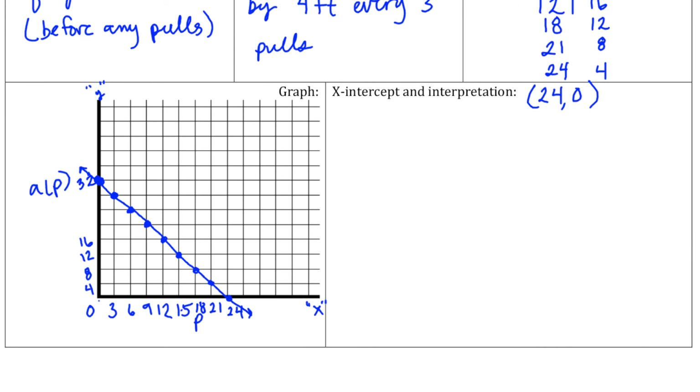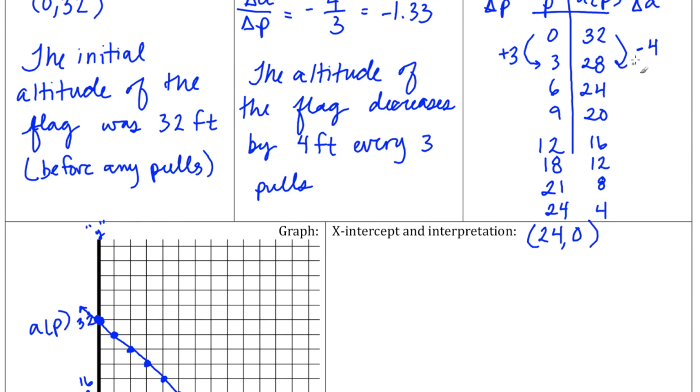Down. Let's see. Minus 4, minus 4, minus 4, minus 4, minus 4, minus 4, minus 4. 3, 6, 9, 12. Oh, there should be a 15 here. That's what I did wrong. So this would be 15, 18, 21, 24. So this is 16. This will be 12, 8, 4, 0.